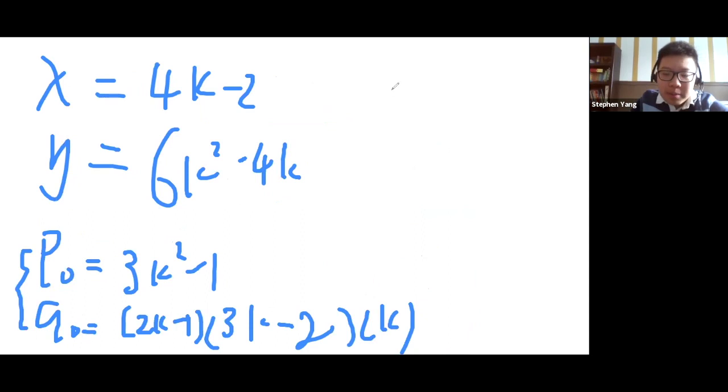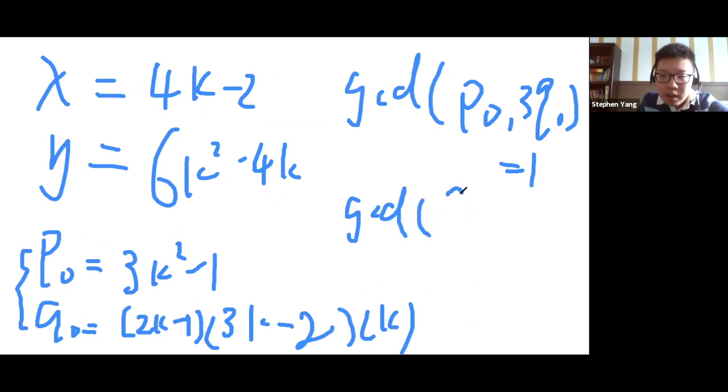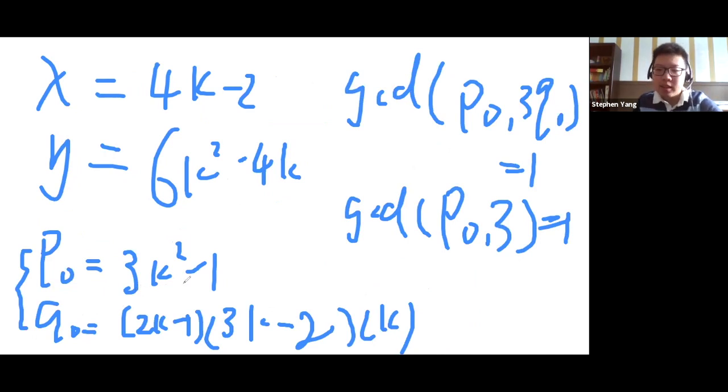So we must prove that GCD of P0 and 3Q0 is equal to 1. Looking at this, GCD of P0 and 3 is equal to 1 because this is a multiple of 3 minus 1, which is definitely not a multiple of 3.